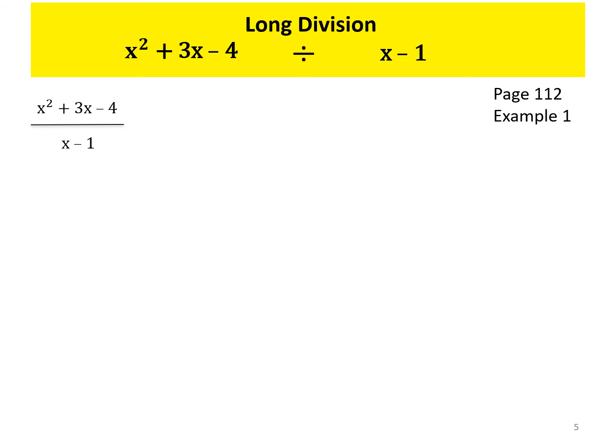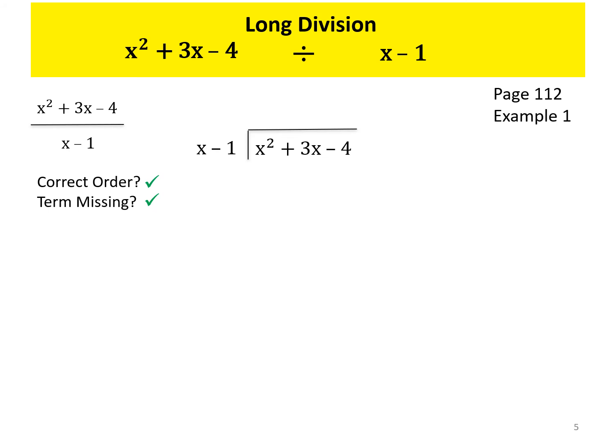Before we actually divide, you have to answer two questions. The first question, is this in the correct order? And the second question, are any terms missing? Taking a look at the numerator, we have an exponent of 2, an exponent of 1, and a constant. So we're representing all the terms, and they are in the correct descending order. In the denominator, you have x raised to the 1 and the constant. Again, we have the correct order, and there are no terms missing. We're going to check off those two questions, since we've answered them and they're correct. We're going to write and work this problem the same way we worked division in elementary school.